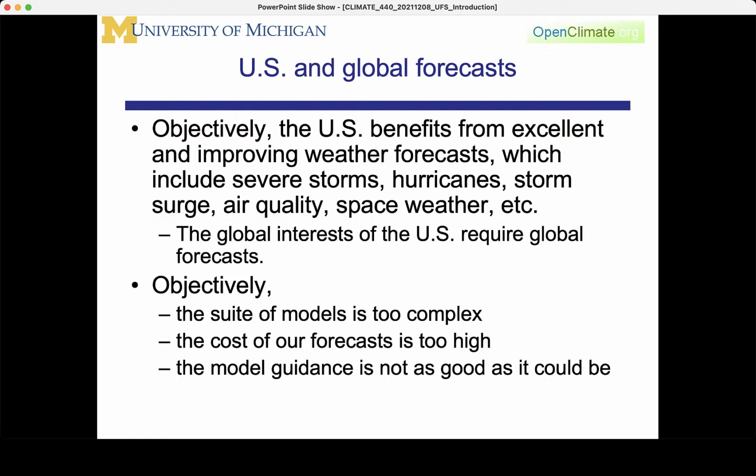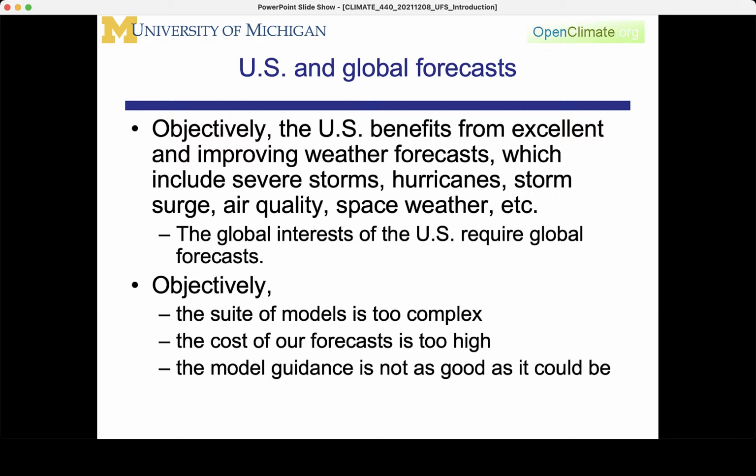But objectively, I would say that the U.S. benefits from excellent and improving weather forecasts. Our forecasts include severe storms, hurricanes, storm surge, air quality, and space weather. Also point out that since the U.S. has a global reach, we have interests that require global forecasts that are good all over the planet.